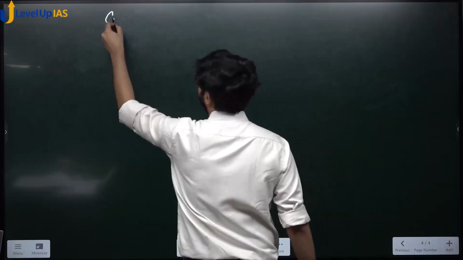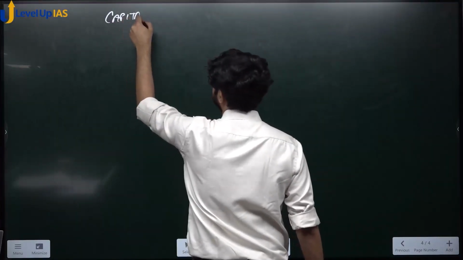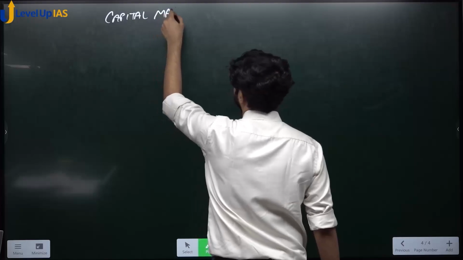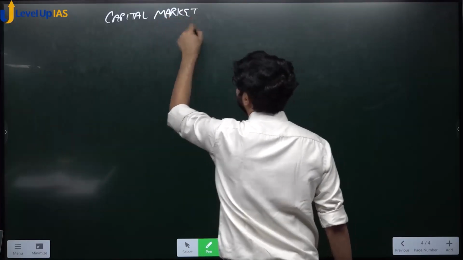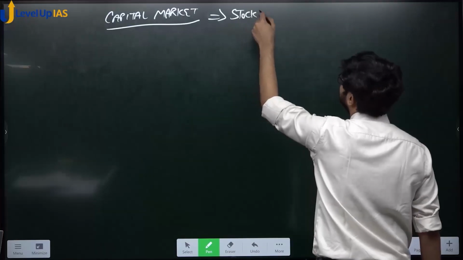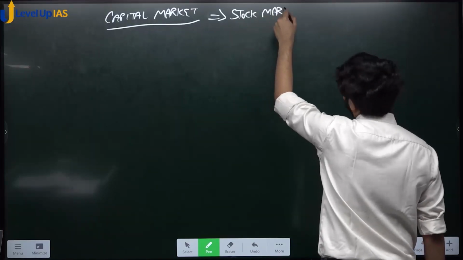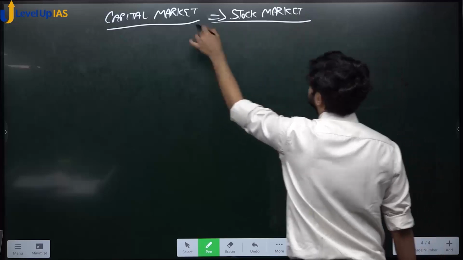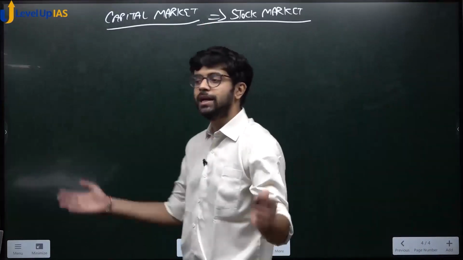So when we speak about capital market, we are speaking about nothing but stock market. ठीक है? Stock market is a very informal term. Actual term is capital market, but stock market is also fine. ठीक है? चलो.